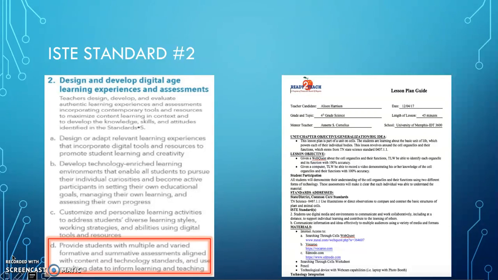ISTE Standard 2D states that we should provide students with multiple and varied formative and summative assessments aligned with content and technology standards and use resulting data to inform learning and teaching. For this standard, I chose the lesson plan activity in which we had to use multiple applications in this lesson plan. And it just allows for different uses of technology to be used to assess students along the way and summatively at the end. And it allows students to explore technology while also meeting content standards as well.